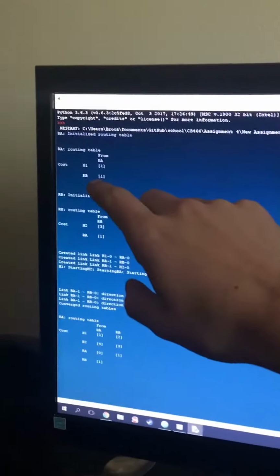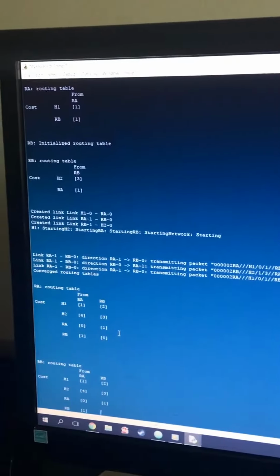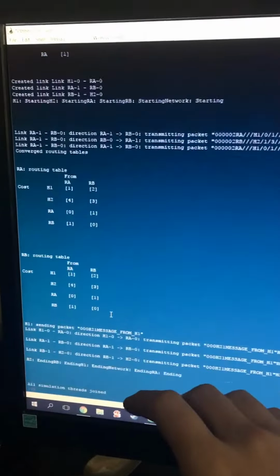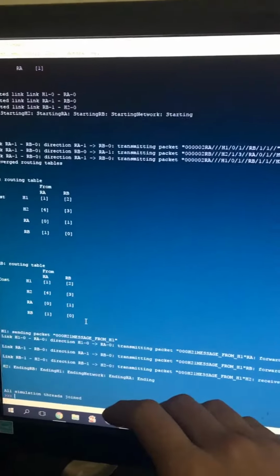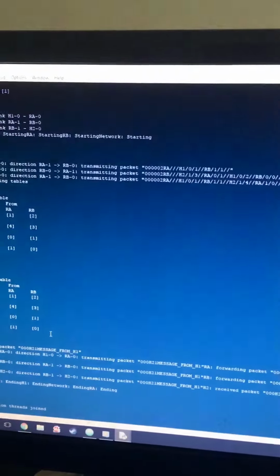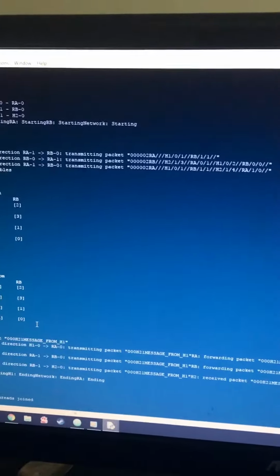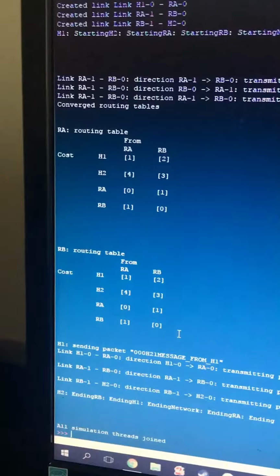So here's our normal routing tables, just our initialized routing tables. And then when we converge, we actually update all of our routing tables. How we update them is we send essentially a string that's divided by a certain amount of forward slashes, and then we decode those forward slashes and put them into the tables respectively. And then we end up getting these final routing tables.